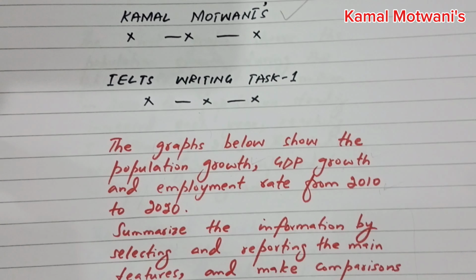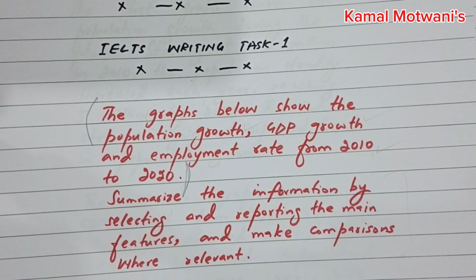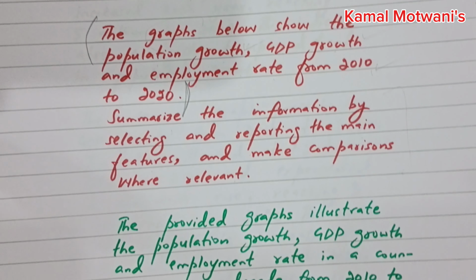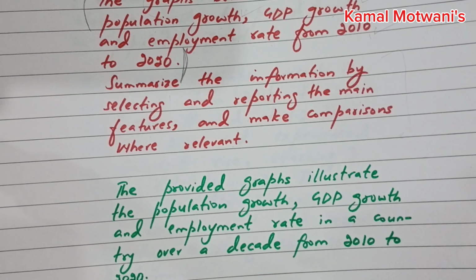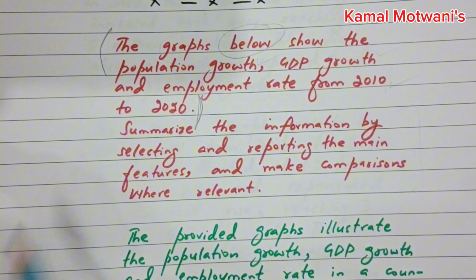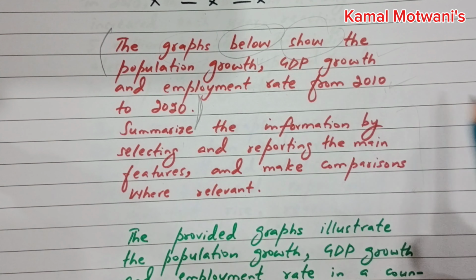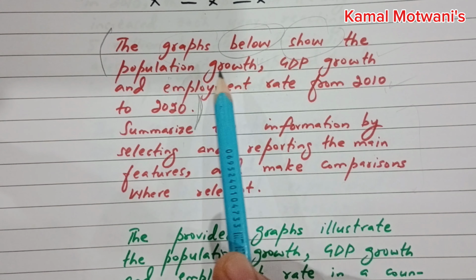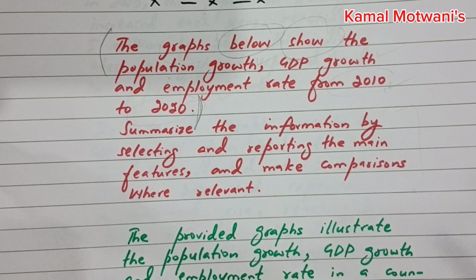the easiest format of writing an introduction is to just paraphrase the statement given by the examiner by using synonyms. That's how I have written the introduction. Okay, let's read it. The provided graphs illustrate, which means I have merely replaced the word below with the provided graphs, show with illustrate, and the population growth with all this. I have kept the variables with the same words. We do not have to use synonyms for these variables. Rather, I have used from 2010 to 2020 with the words over a decade.